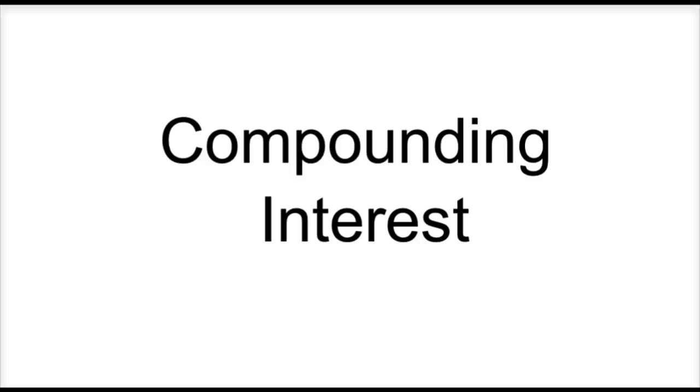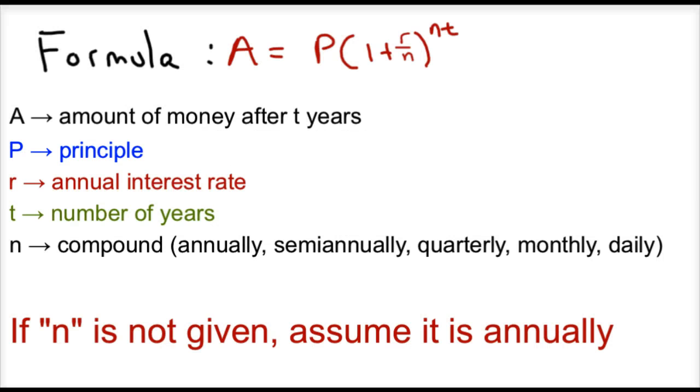Alright, so this lesson's on compounding interest. The formula for compounding interest is A equals P times the quantity 1 plus R over N to the N times T power. A is the amount of money after T years. Unlike simple interest, where I equals PRT just represented the simple interest that you earned, A in this case represents the amount of money you put in and the interest that you earned as well. So it gives you the total altogether.